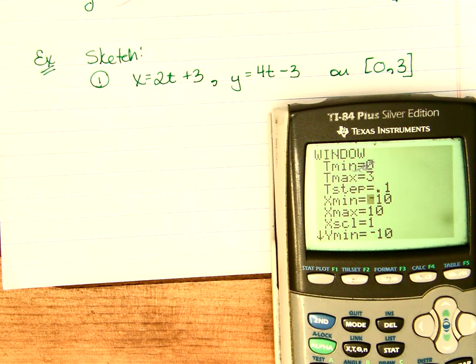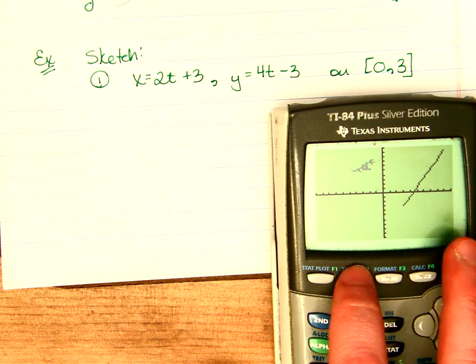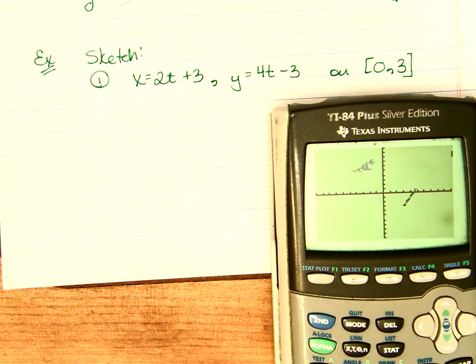It's going to plot 30 points. Maybe that's not good enough. I'll adjust if I need to, but I think it's going to be okay. I'm going to push graph and see what this looks like. Actually, just for fun, let me try to make my t step a little smaller than 0.1. How about 0.01? It might be too much, and it might take the calculator a little while, but let me see what happens. Oh, that's not too bad.